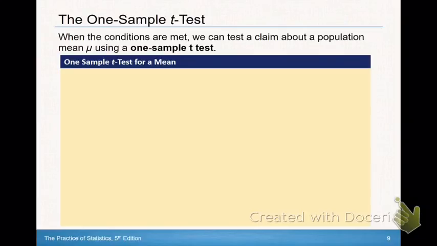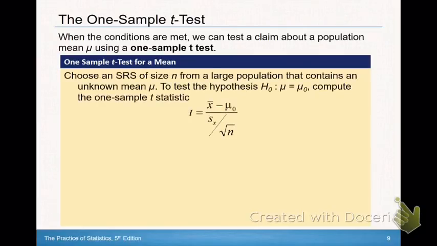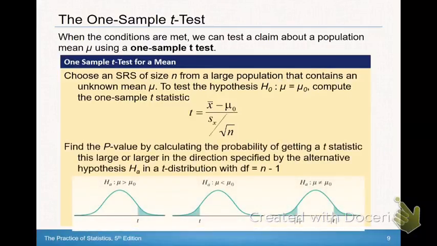When the conditions are met, we can test a claim about a population mean using a one-sample t test. Find the p-value by calculating the probability of getting a t statistic this large or larger in the direction specified by the alternative hypothesis H sub A in a t distribution with degrees of freedom n-1. This just shows you what the graphs should look like for the t distribution depending on what your alternative hypothesis says.